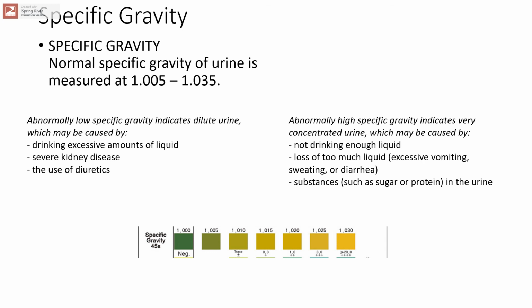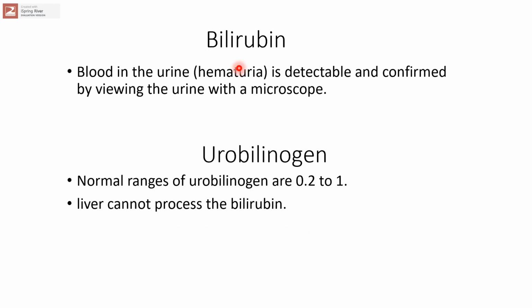The next test that we need to look at is bilirubin and urobilinogen. Now, bilirubin and urobilinogen are formed as a byproduct of blood, right? And urobilinogen is formed from bilirubin in the intestine, and then it is reabsorbed and then filtered out of the urine. So negative for bilirubin is normal, and these tests are not so reliable.